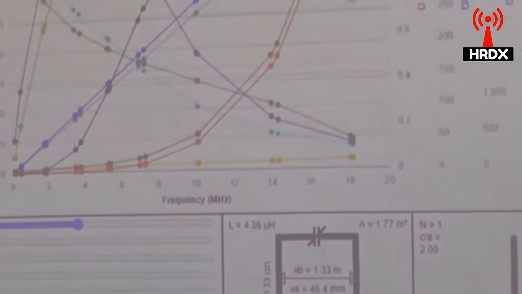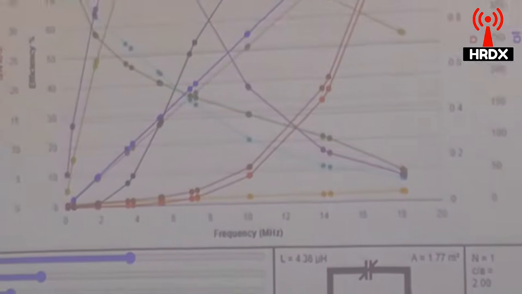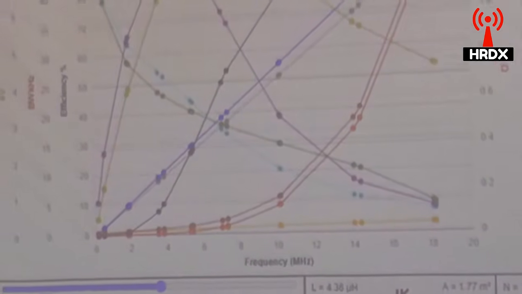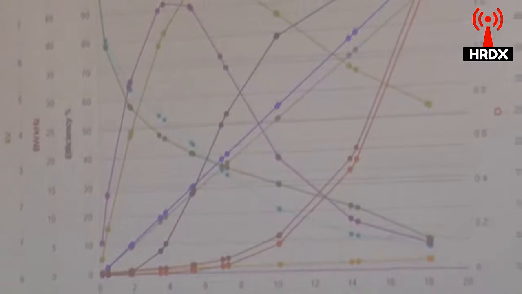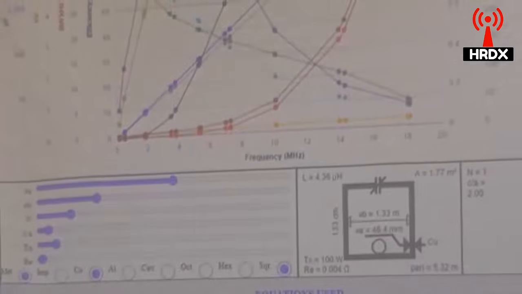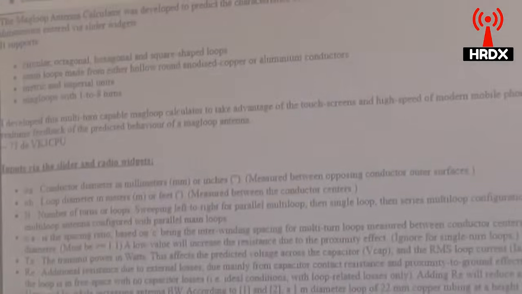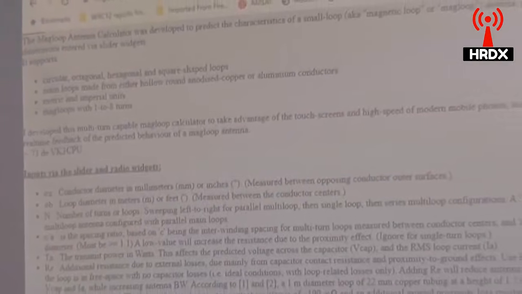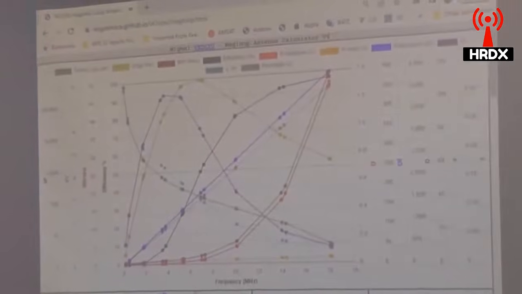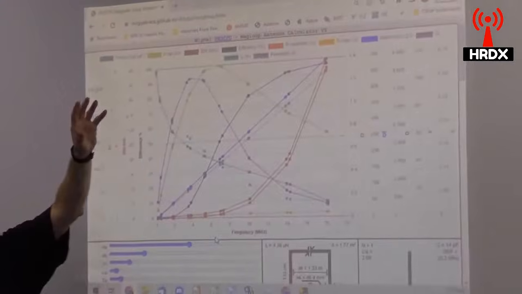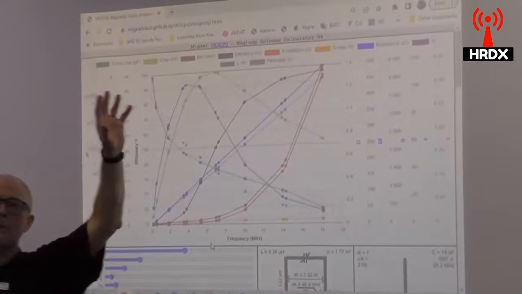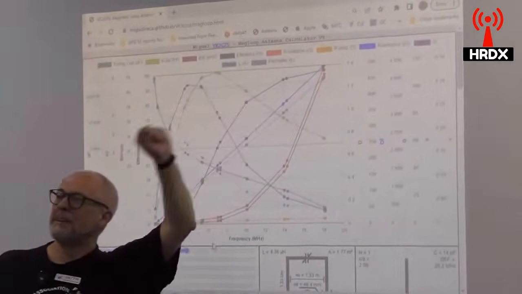But the thing about this, and I'll put a link to this website, if you put in VK3 CPU and mag loop, you can play to your heart's content. And just down below here, you'll find all of these little symbols. It tells you what all these little symbols are, the inputs through the sliders, etc. But absolutely fascinating.